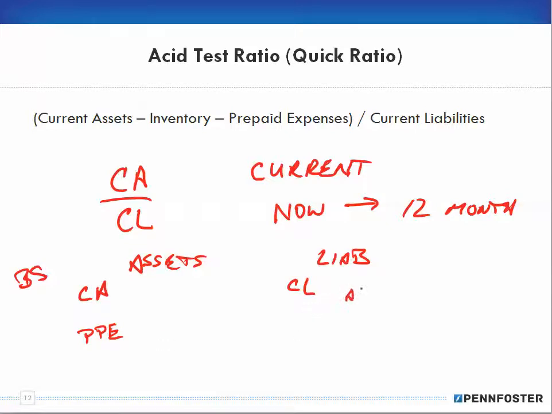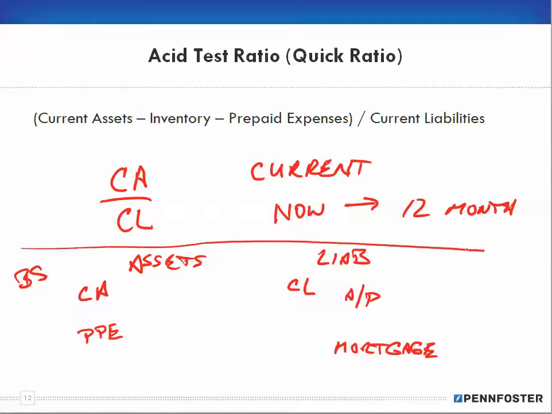You have an accounts payable. Well, you're supposed to pay that within the next 30 days, if that's the line of credit that you've been extended. But longer term liabilities such as mortgages are going to be underneath the long-term section. That's how we're looking at the current portion of our assets and the current portion of our liabilities.